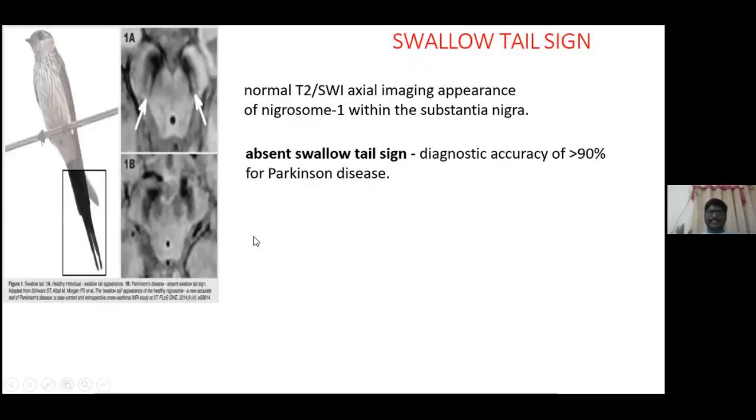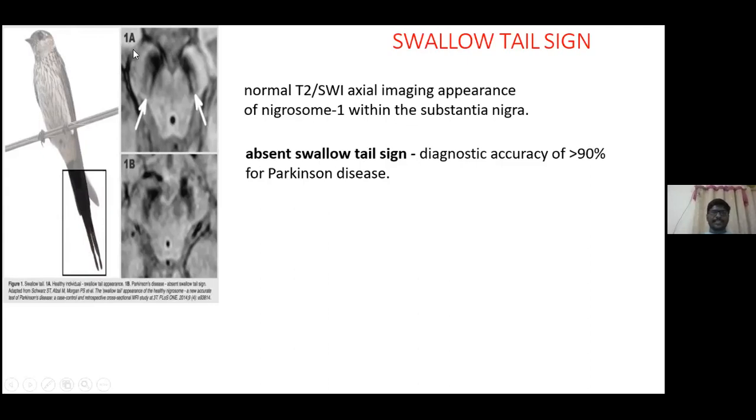This is a classic image, the swallowtail sign. It has a diagnostic accuracy of more than 90% for Parkinson's disease. What you all know in Parkinson's disease is there is a degeneration in the substantia nigra, which is classically located in the midbrain region. So how will you see it in the image? This is the swallowtail sign, which is normally seen. So the absent swallowtail sign is characteristic of Parkinson's disease.